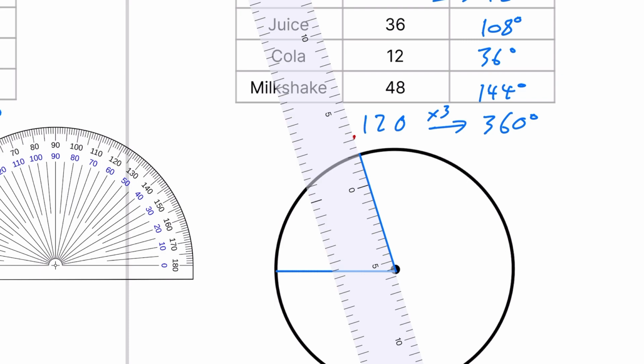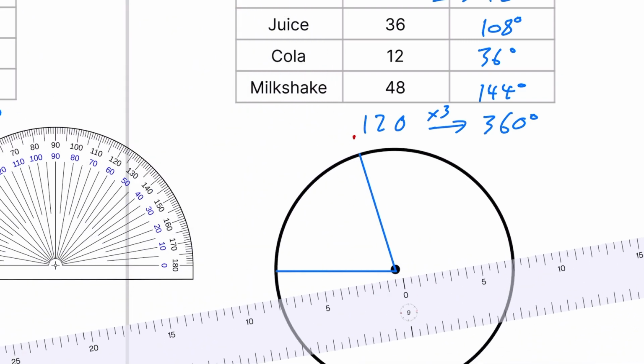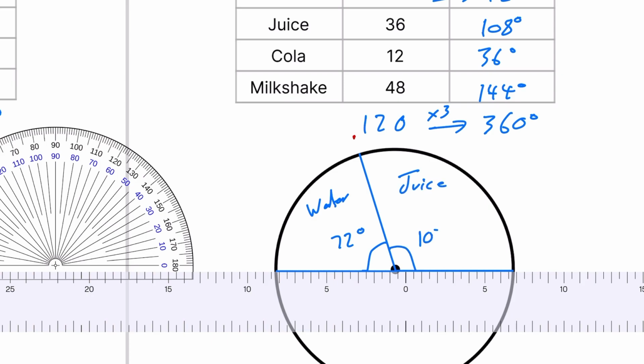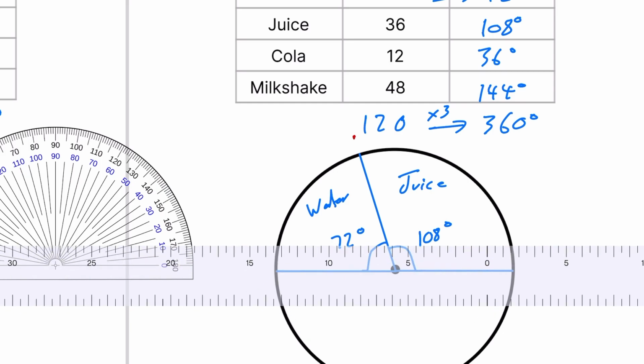Awesome. Now the other one is 108. Now 180 minus 72 would just become 108. So we know that it's going to be a straight line through there. There we go. So if we draw that in, this is 72 degrees, and this is for water. This is for juice. And this is 108 because angles on a straight line add up to 180. So we know how to do them too.